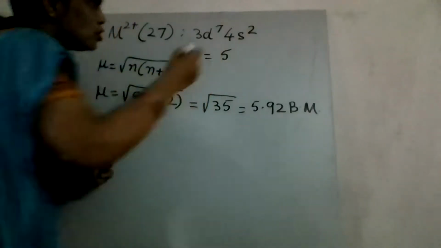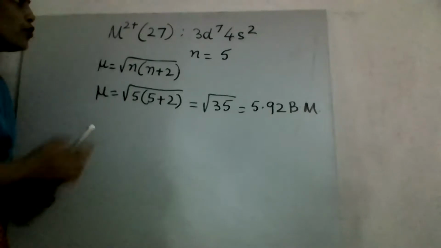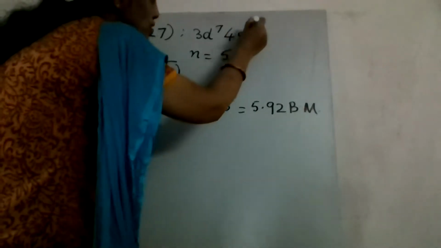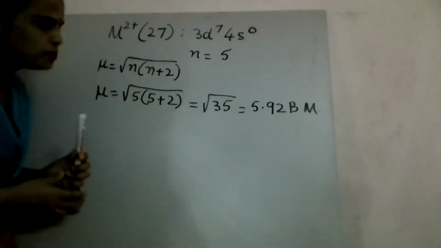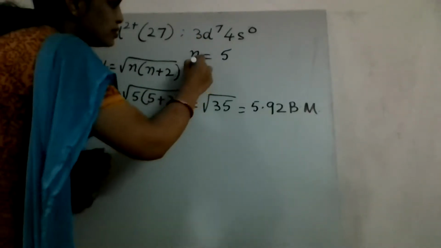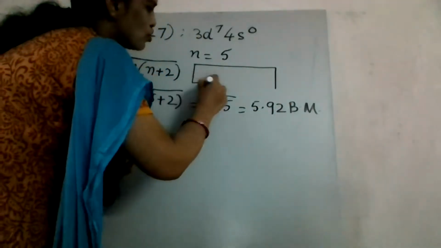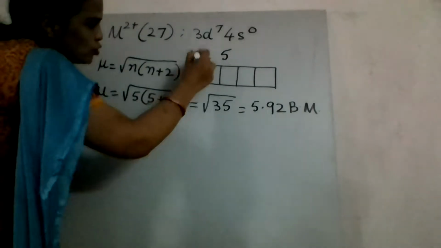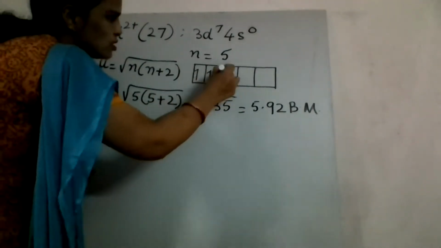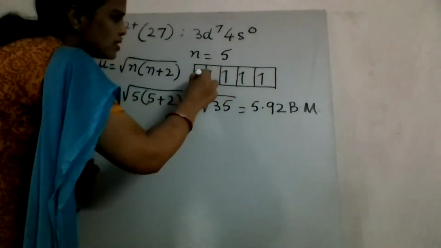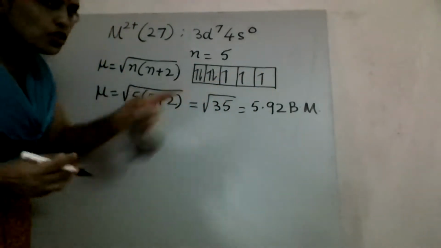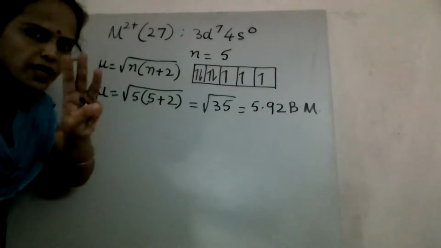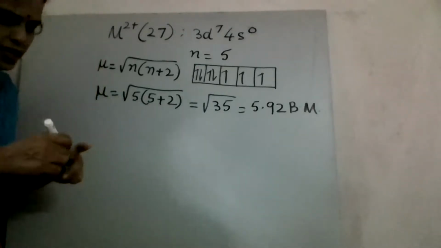What is this configuration? 3d7 4s2. Okay. So if you remove 2 electrons from the outermost shell, it becomes 3d7 4s0. And the value of n, here d is having 5 orbitals. When you draw 1, 2, 3, 4, 5, and 6 and 7, the total number of unpaired electrons that are present, count 1, 2, 3. So 3 unpaired electrons are present. The value of n here is 3.